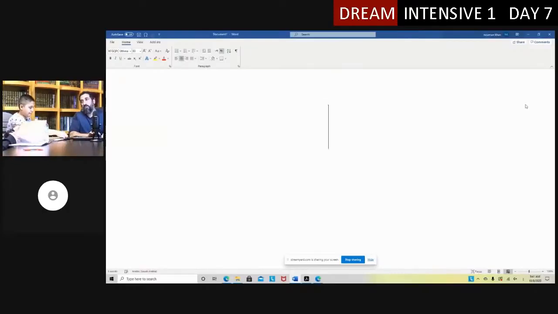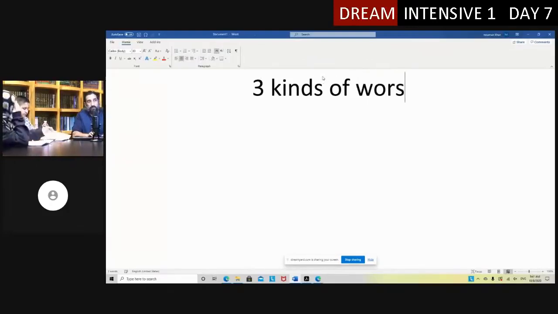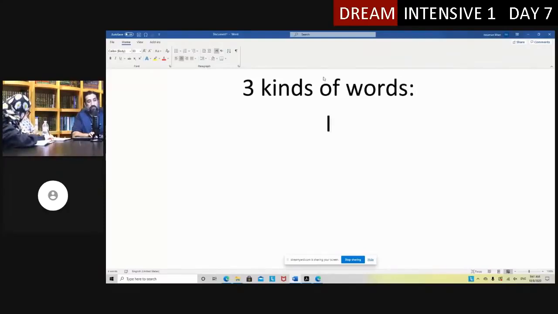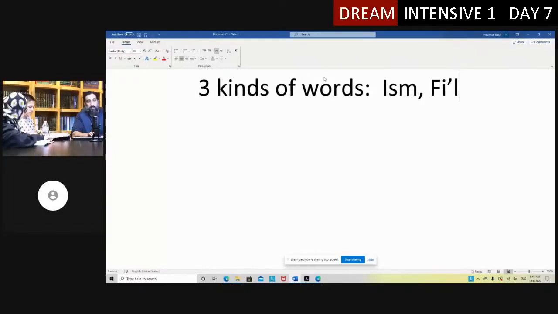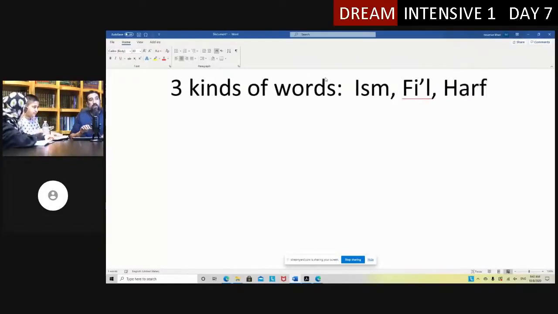I'm gonna skip the part where we said there are three kinds of Arabic, because that's obvious, right? So three kinds of words. That's your title. What are they? Three kinds of words: ism, fi'l, and harf. You can actually put that in one line so you save space.